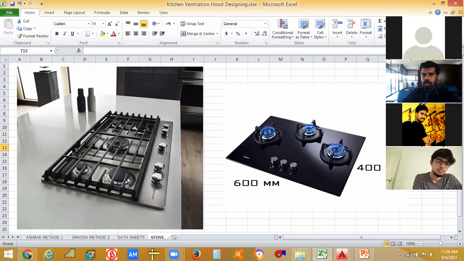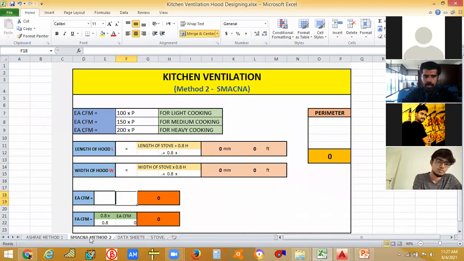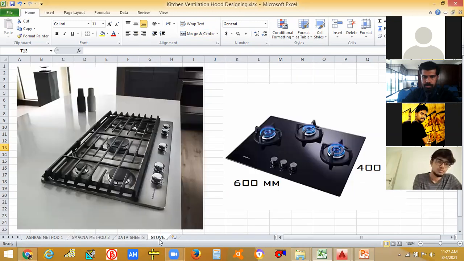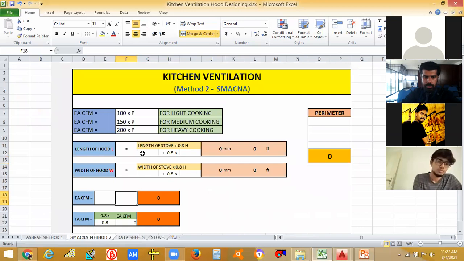So what is our aim? First aim is we have to know the size of the kitchen hood with the help of this Excel sheet by SMACNA method. First we are going to see what is the size of the kitchen hood by SMACNA method. So here it is 600 and 400. So what is the length of the stove? 600, right? So I am going to give 600.